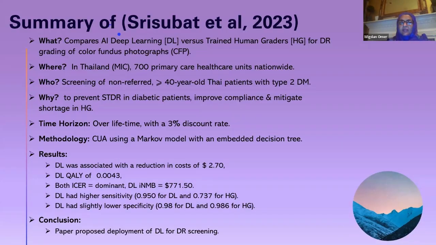It was done in Thailand, which is a middle-income country, in 700 primary healthcare units. They screened non-referred Thai patients who are 40 years and older with type 2 diabetes mellitus. The objective of the study is to prevent sight-threatening diabetic retinopathy in diabetic patients, improve compliance, and mitigate shortage in human graders. The time horizon was over lifetime with a 3% discount rate.